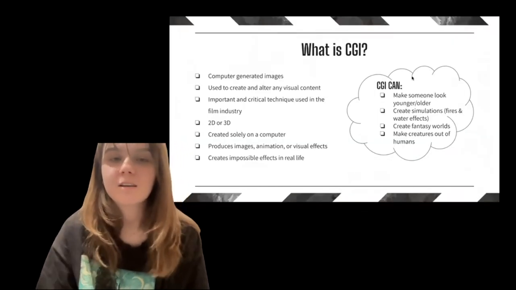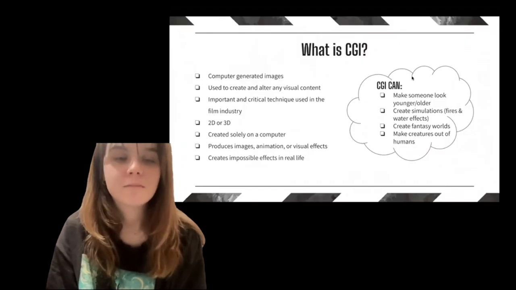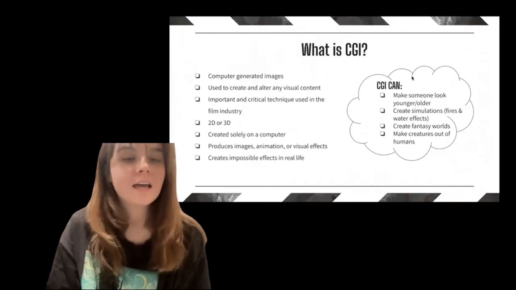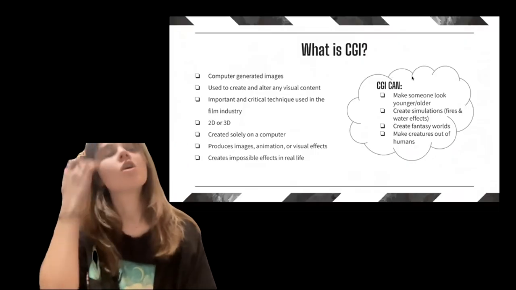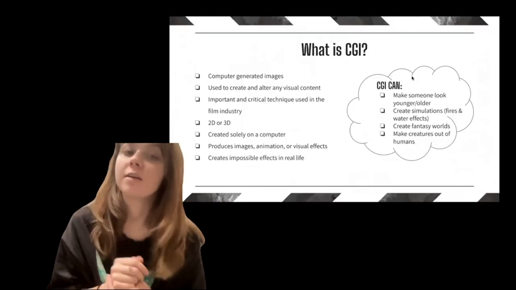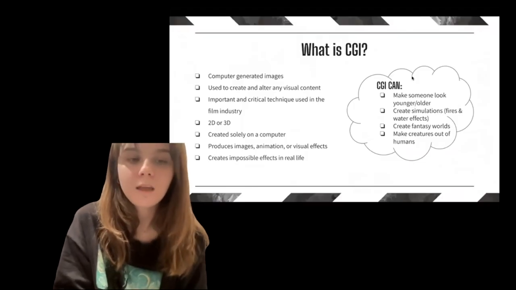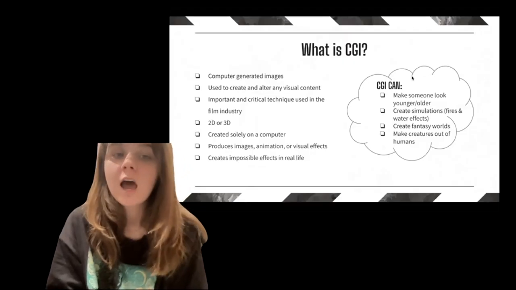So, first, I'm going to talk about what is CGI. CGI stands for computer generated images, and it's used to create and alter any visual content. Basically, it tweaks whatever scene is already made with the actor. It's an important and critical technique used in the film industry.